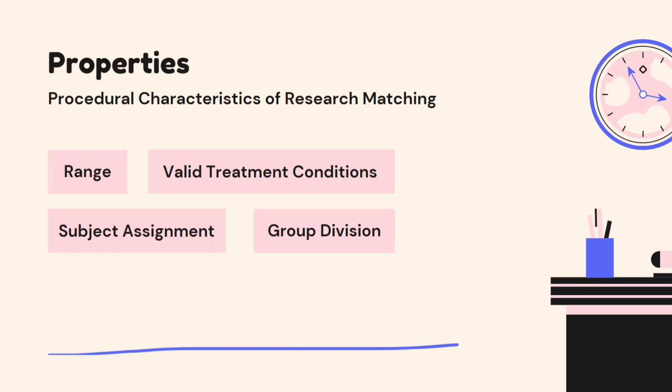So range is important in research matching, because it lets researchers have a degree of flexibility of pairing people when the numbers can be tweaked a bit without necessarily affecting the projected outcome of the experiment, right? So that would be the 4 procedural characteristics of research matching. Now, what does it actually look like? Now we can turn to the next slide and find out.